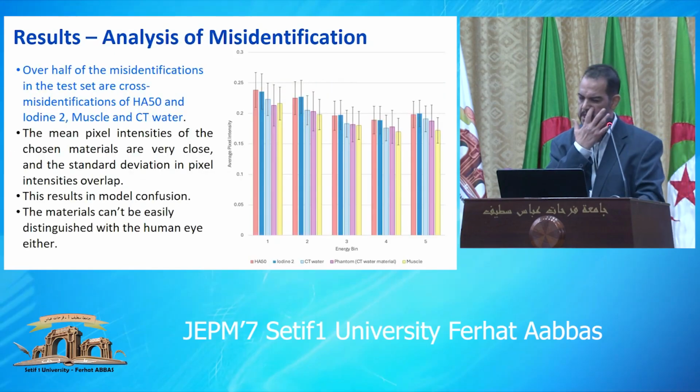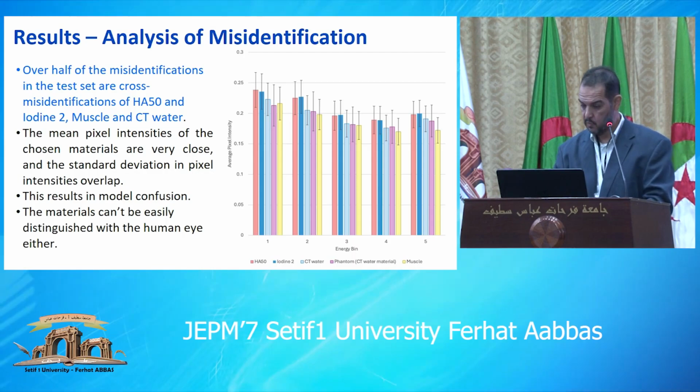Okay, so this explains why some materials are quite difficult to compare. If you look, for example, at muscle and water, muscle is in yellow in this case, and CT water is in blue, and as you can see, the average value and the standard deviation have a lot of overlap. For example, here, this is in the 4th energy window, and you can see that they are very close.